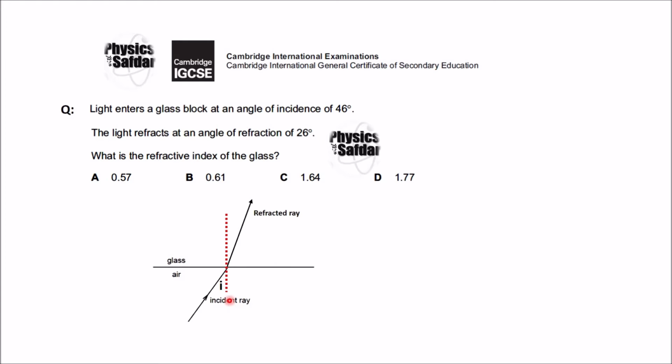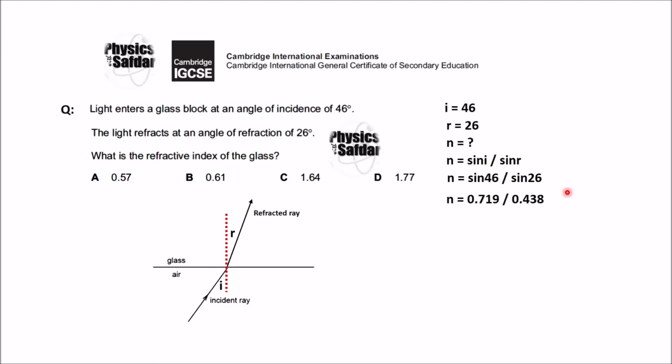You know well, the angle between incident ray and normal is called angle of incidence. And the angle between normal and refracted ray is called angle of refraction. You have i equals 46 degrees, r equals 26 degrees, and you need to calculate the refractive index. Recall the formula of n, that is sin i over sin r. Then you can write sin 46 over sin 26.